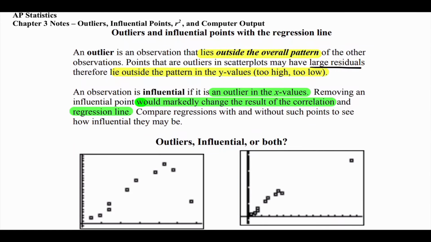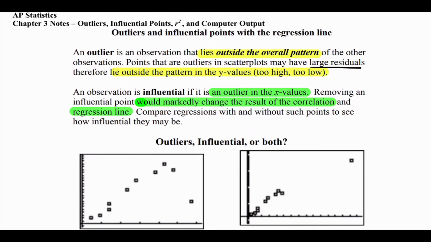Last, it's kind of a hodgepodge of things. It's a lot of things, but they're not very long. Outliers, influential points, R squared, and computer output. They're really short. So it seems like a lot of stuff, but really is not. First thing is outliers and influential. These are all visual.